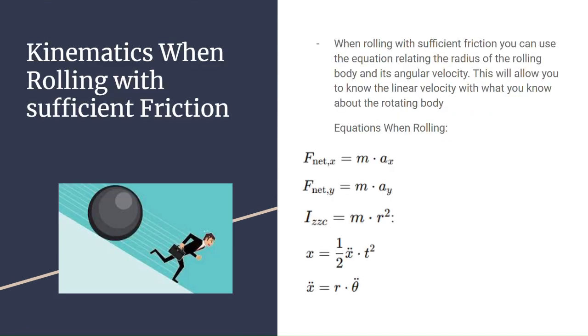Okay, so, rolling kinematics. We have sufficient friction. And the biggest thing that we can see here is that our velocity can be seen by v equals theta dot R. In this setup, the main equations we're going to use are F net equals ma. We're going to do that in the x and y.